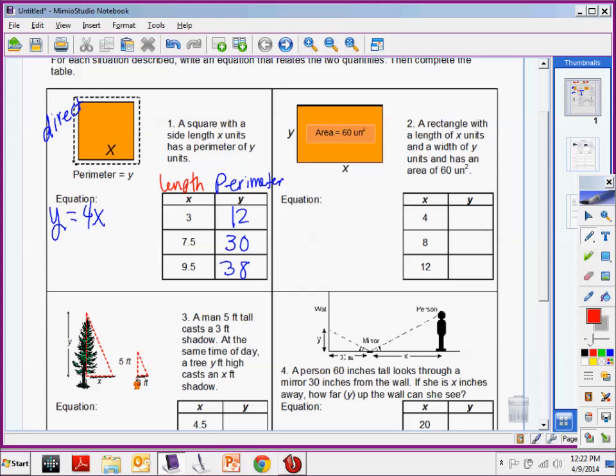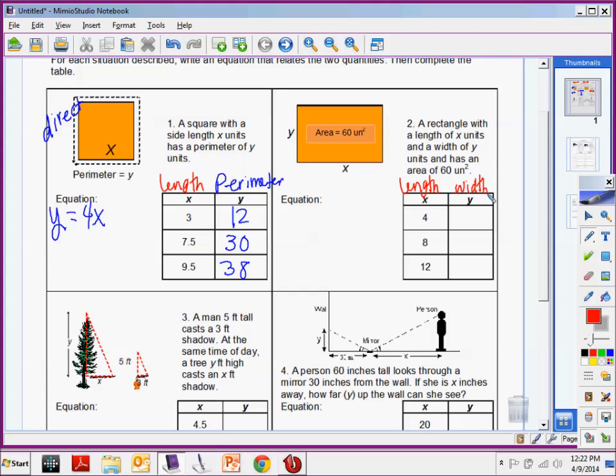All right, here we go. So moving on, a little harder. Now we're talking about area. So I have a rectangle with a length of x units and a width of y units. So x in this problem is still length, but now y is really width. And it says the area is 60 units squared.